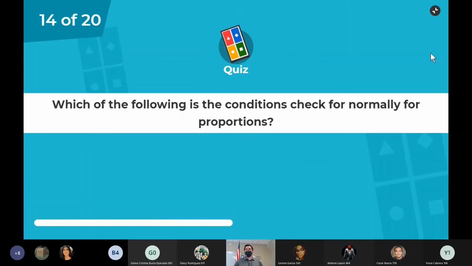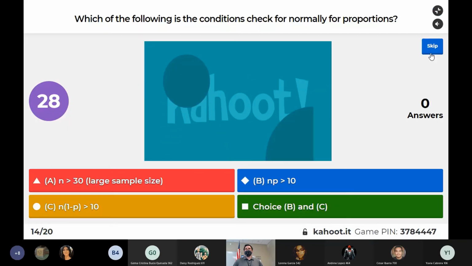Which of the following is the conditions check for normality for proportions? Sorry, I know it doesn't say normality, but that's what it means. The key is that we're talking about proportions, not means.